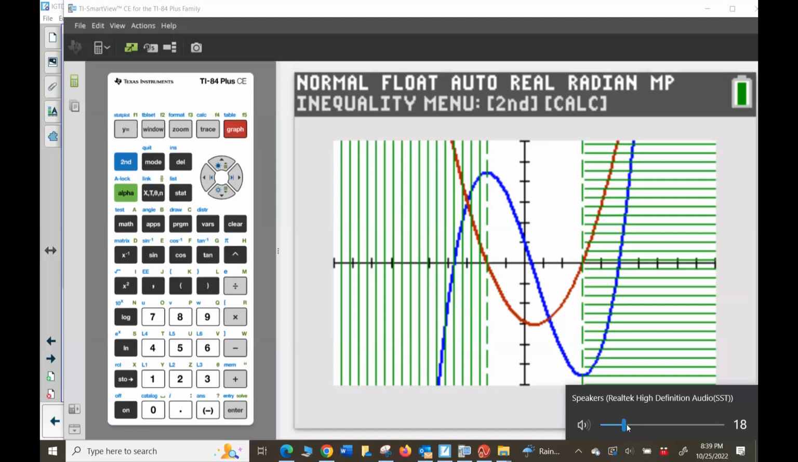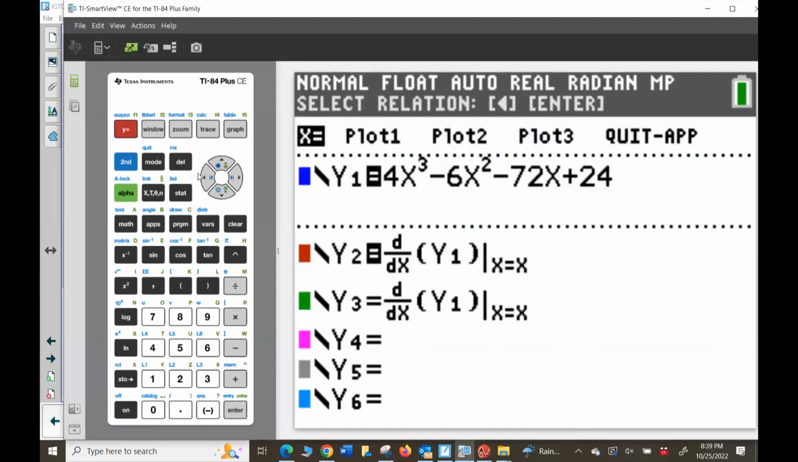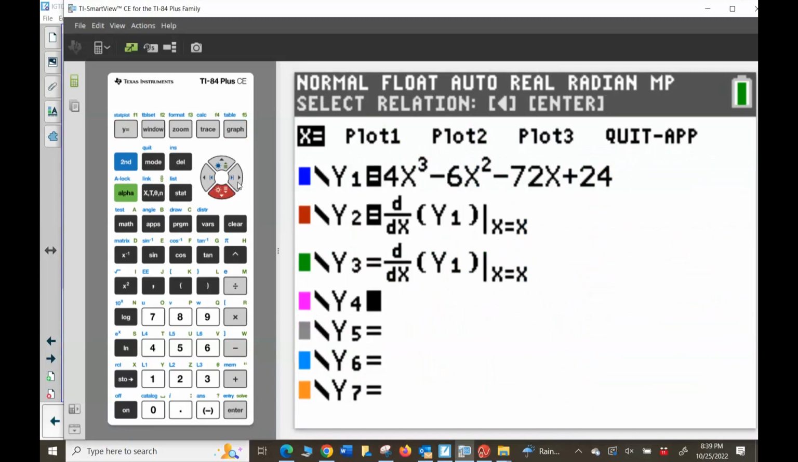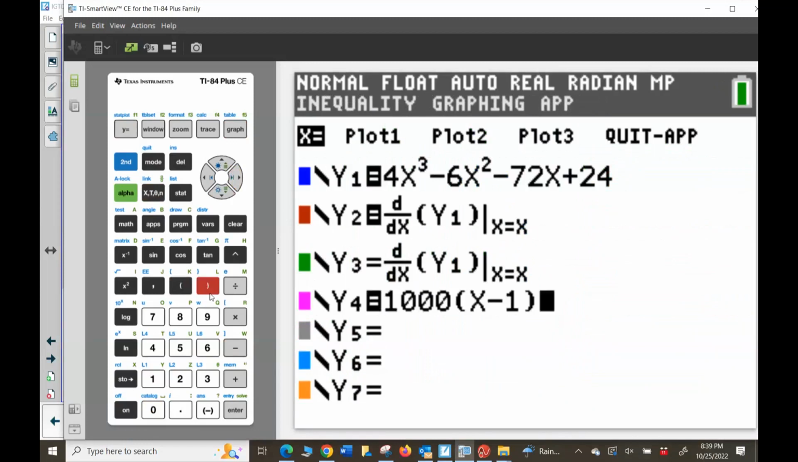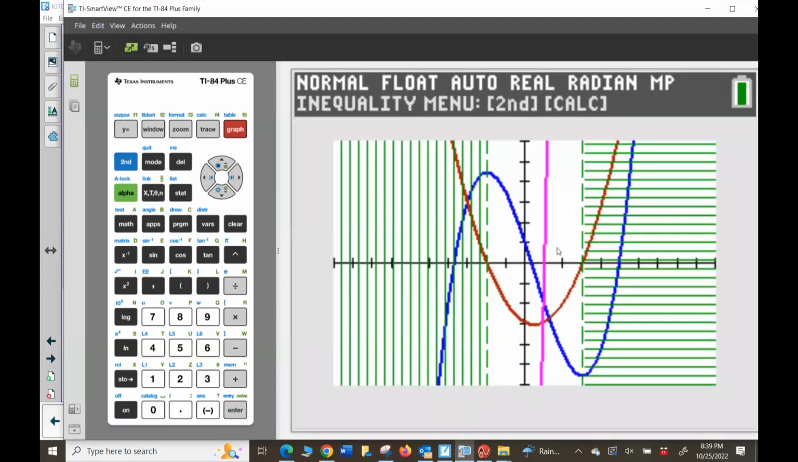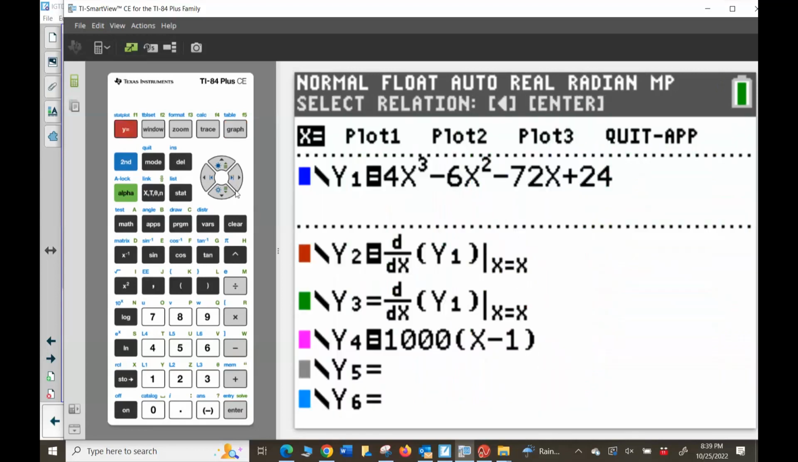This is good. By the way, if you don't have an inequalities app, how I used to do this is, I didn't tell my students this, but I would go down here. Let's do this in pink. Let's say I wanted to graph the line y equals 1. I would graph it as 1,000 times the quantity of x minus 1. And so watch, this will be pink. And it looks almost like a perfect vertical line because it's a line that's going through (1, 0) with a slope of 1,000. But we don't need to do that anymore because we have it.